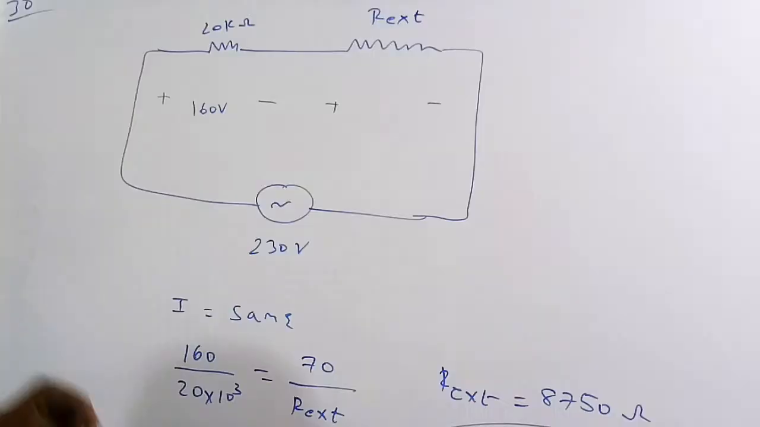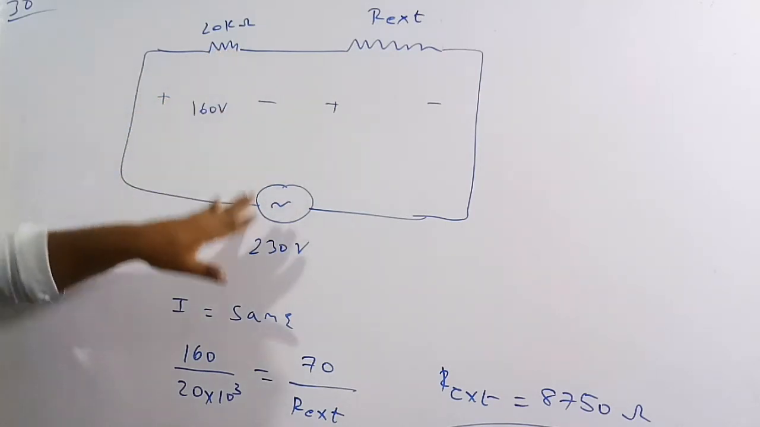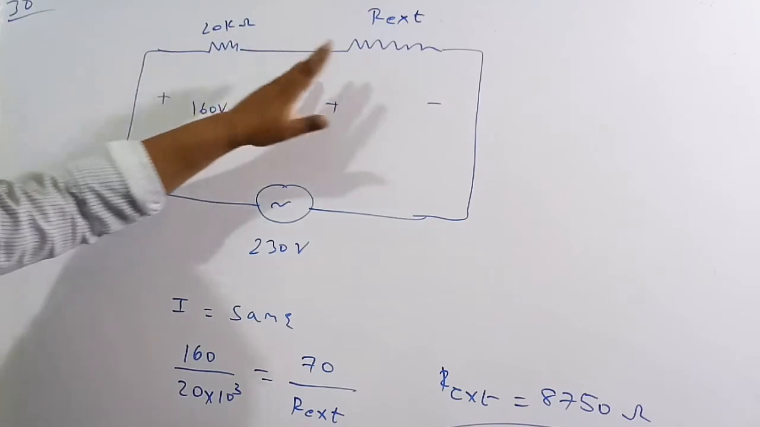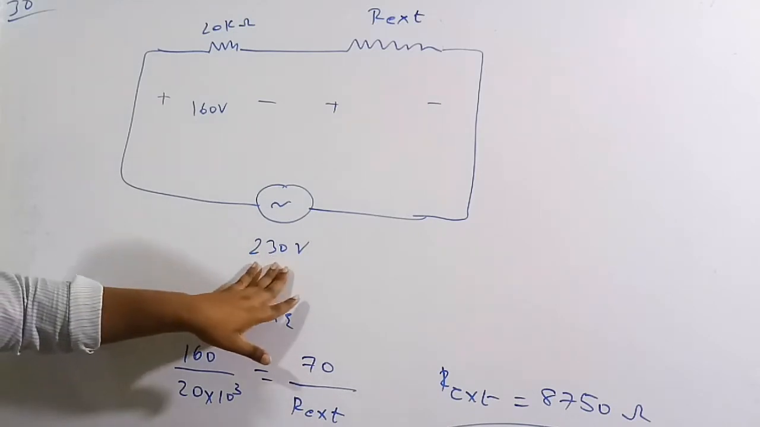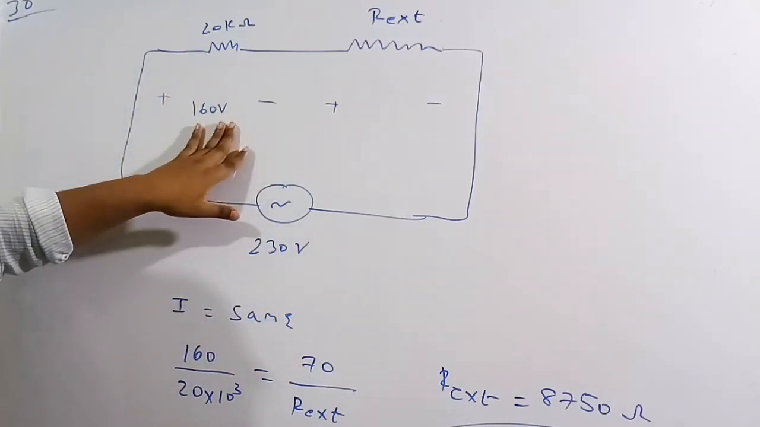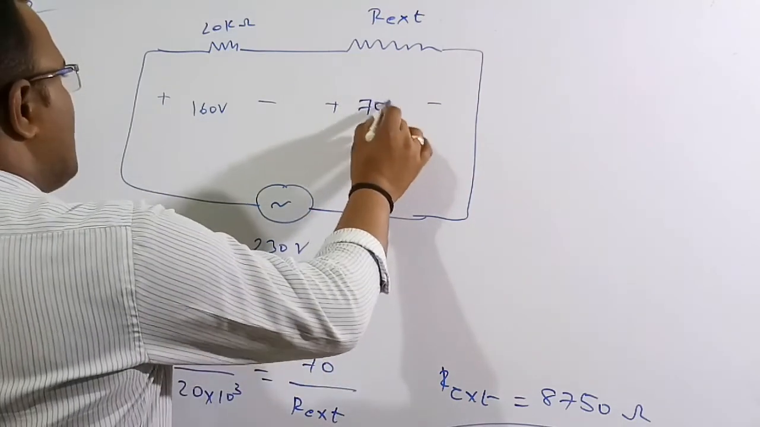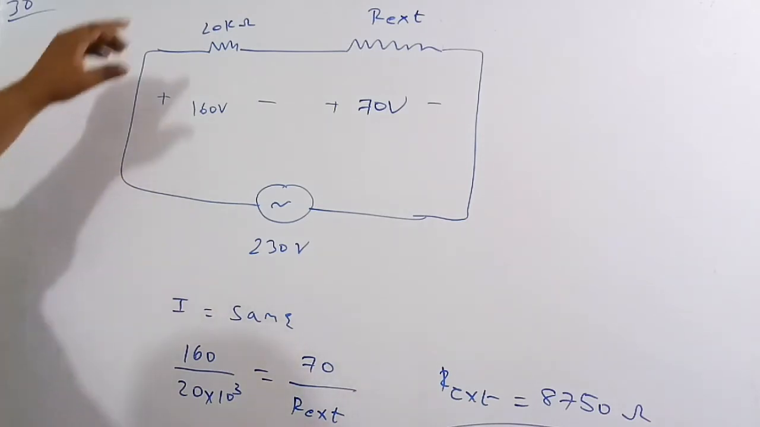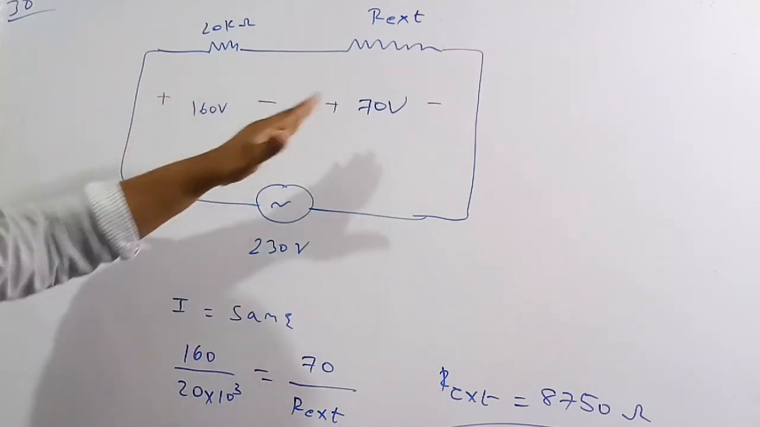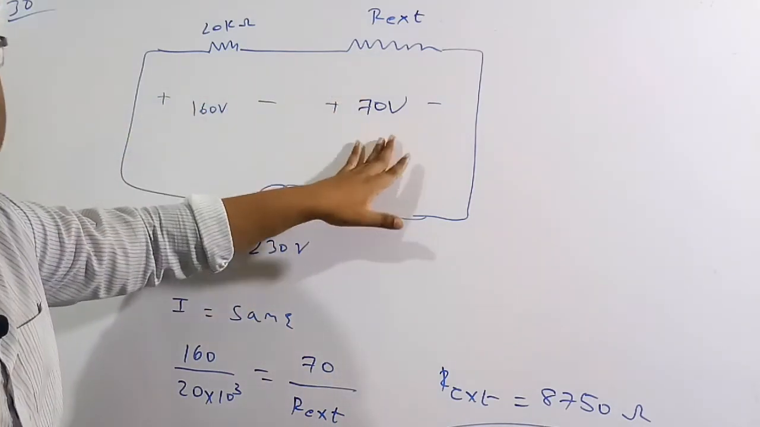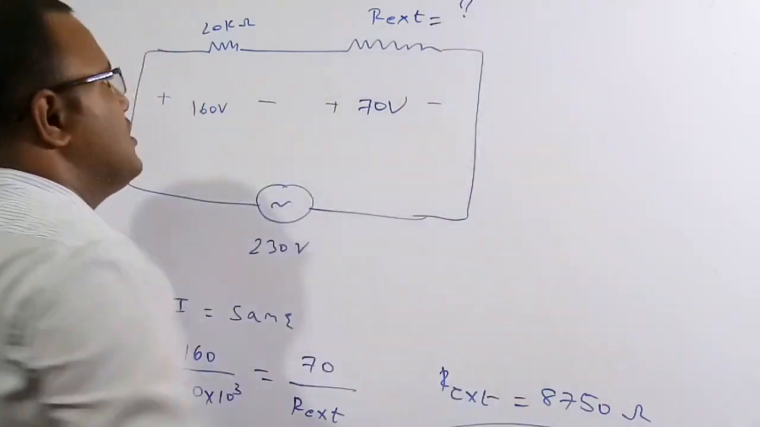So let's solve this numerical. In this question they have given a voltmeter of resistance 20 kilo ohm. Here they want to read 230 volts, so therefore they are going to apply an external resistance in series with this meter. So this is our external resistance. To measure this 230 volt, the voltmeter is going to measure 160 volt. So therefore the remaining voltage, 230 minus 160, which is 70 volt, is going to drop across the external resistance. We have to find the value of this external resistance.